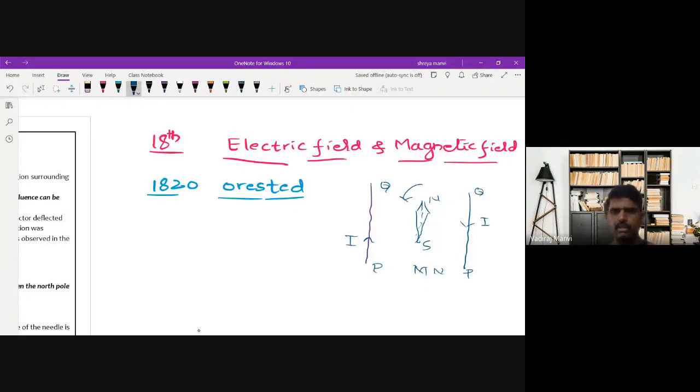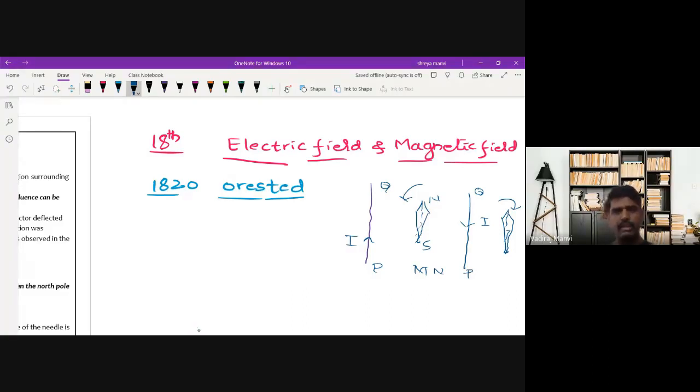Then again he observed that the magnetic needle kept close to it got deflected again, but in the opposite direction. This really surprised him. What is happening here? Then he left his actual experiment. See, this is how they discover all these things. He left his actual experiment.